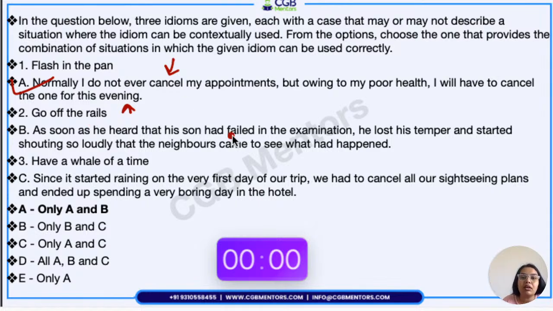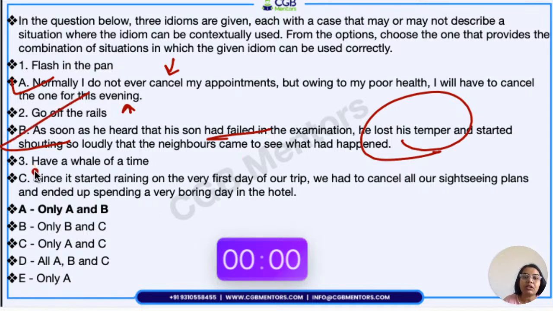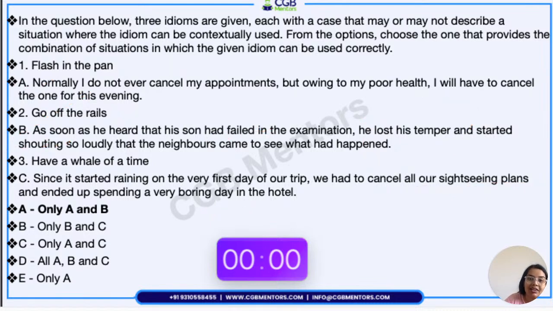As soon as he heard his son had failed, he heard the news. He lost his temper, started shouting, he went off the rails. So of course, ये भी सही था. Having a whale of a time is having a fun time, enjoying a lot. बहुत super fun time है. So since it started raining on very first day of a trip, we had to cancel all our plans. Ended up spending a boring day. This is totally opposite of having fun time at all.